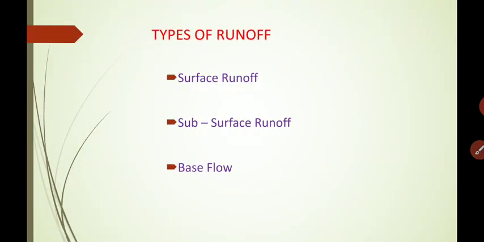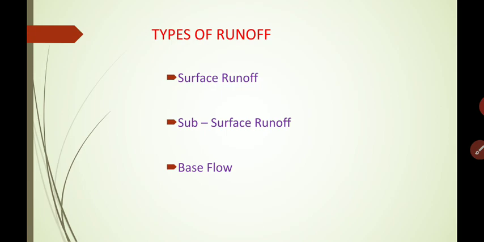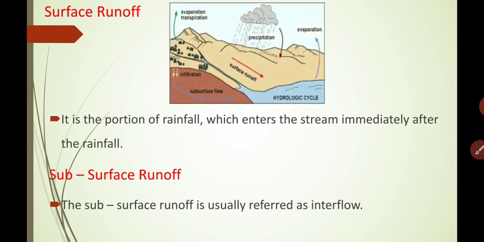Next one is types of runoff: surface runoff, subsurface runoff, and base flow. Next we are going to see the topic surface runoff. See the picture. Runoff means the excess water flowing on the earth's surface. It is divided into surface runoff. Surface means above the earth's surface, so it is called surface runoff.